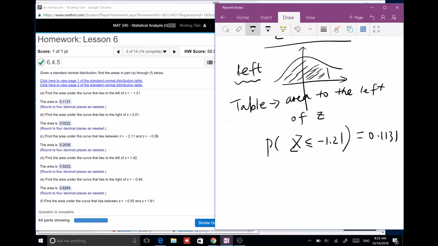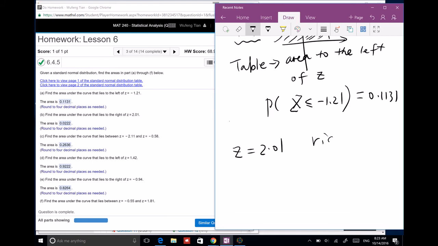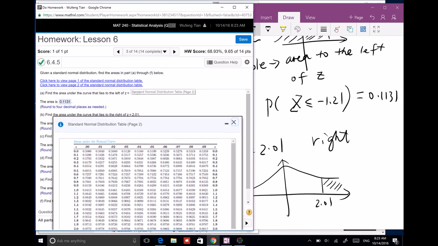Find the area under the curve that lies to the right of 2.01. So z equals 2.01. So right, okay, we're finding the right area, the area to the right of this point. Suppose this is the 2.01 z score. Now the second table will give you the positive values.